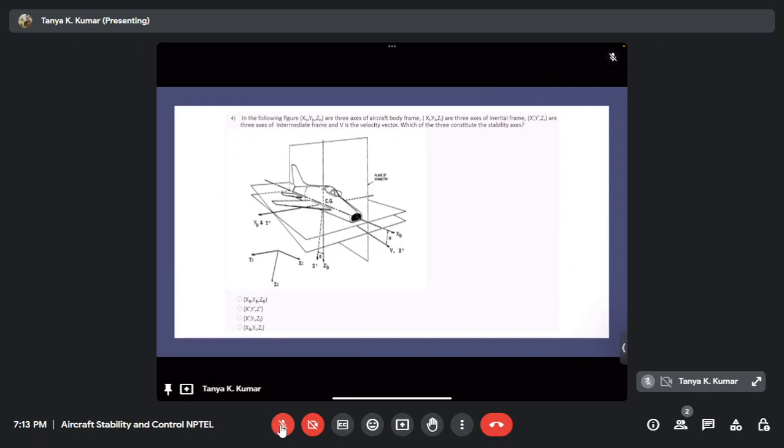Stability axis was the wind axis, right? Why did we choose such an axis? Because it will greatly simplify our equations of motion. Right, so if it is a wind axis, what is the stability axis here? The velocity vector is given by v. So anything aligned with v is the wind axis. So which one is it?